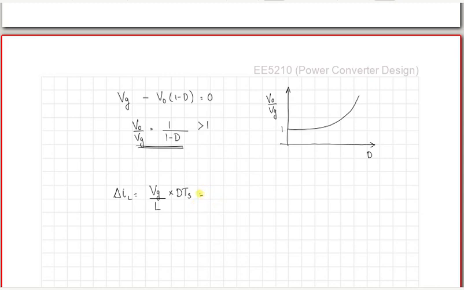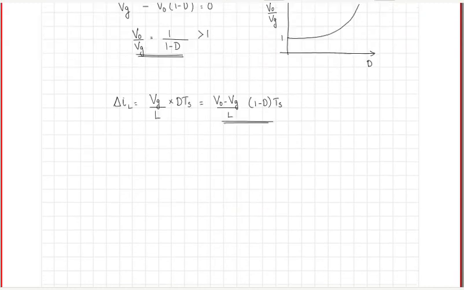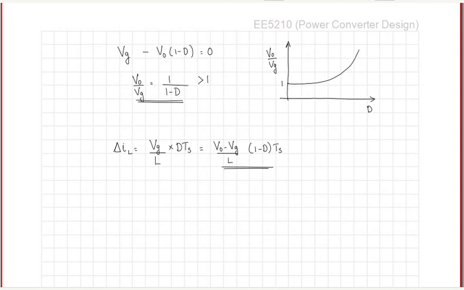And this should also be equal to the slope during the off time multiplied by the off time. So this should also be equal to (V0 minus Vg) by L times (1 minus d)Ts. Right. So what we can now do is also apply the amp seconds principle, and try to see what that gives us.